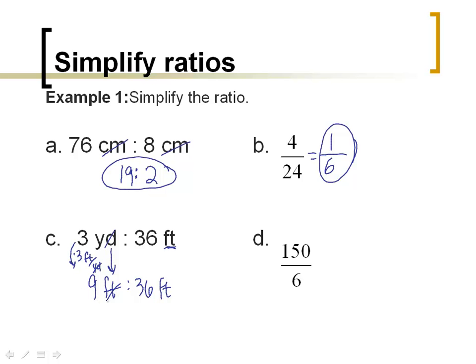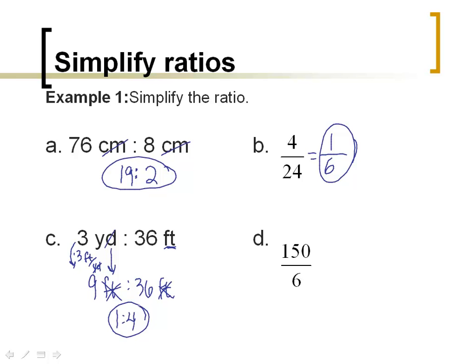Now that they've got the same units, we just cancel out our units. And both 9 and 36 are divisible by 9. 9 divided by 9 is 1. 36 divided by 9 is 4. So my simplified ratio is 1 to 4. So notice I first checked my units, made sure my units were the same. I had to do some converting here. I then canceled out my units and reduced, leaving my answer in the same form I started with.